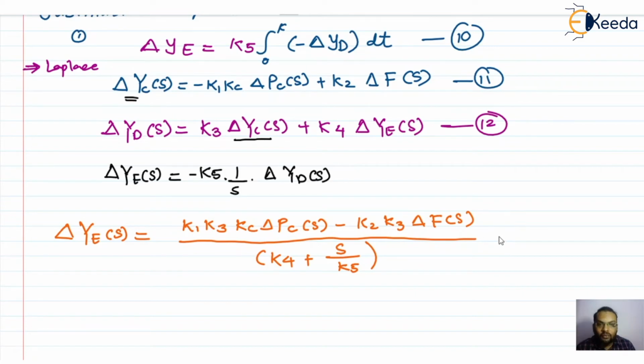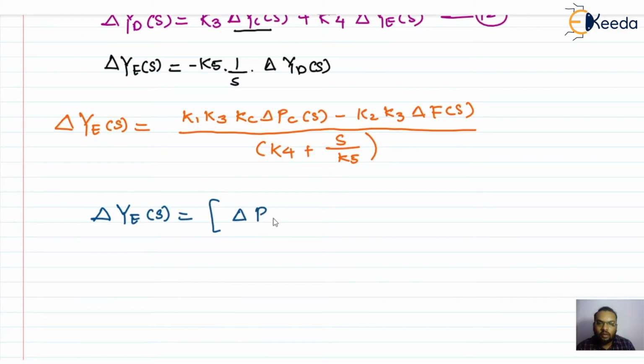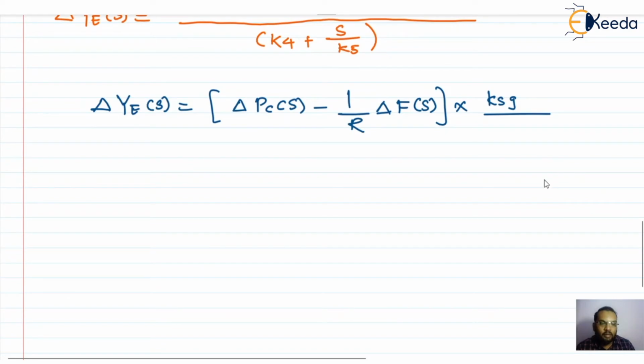Now what we will do is rearrange this term and write it as ΔYe(s) is equal to ΔPc(s) minus 1 by R Δf(s), into Ksg divided by 1 plus Tsg into s. You should get this equation.